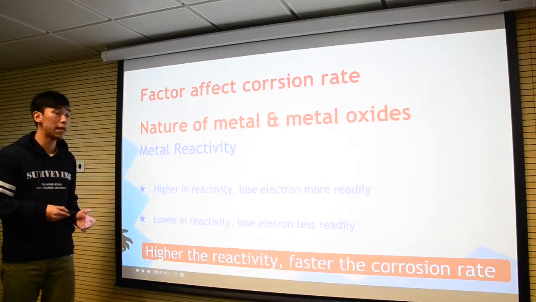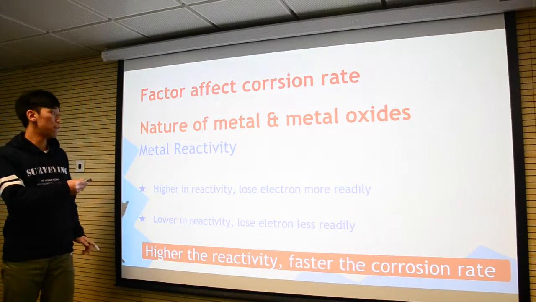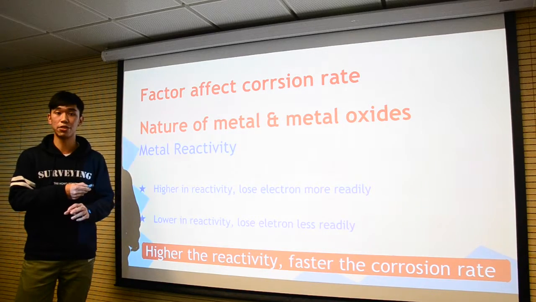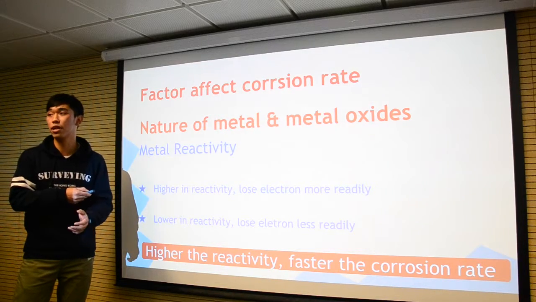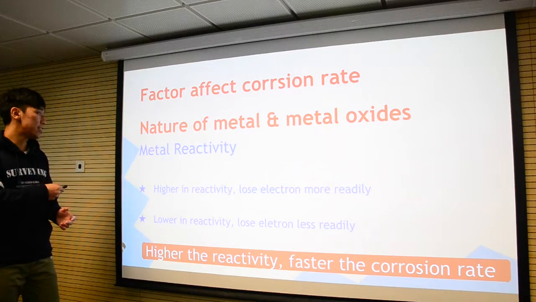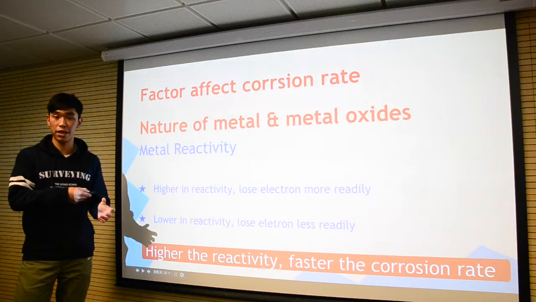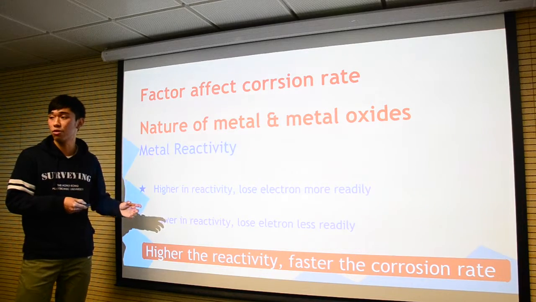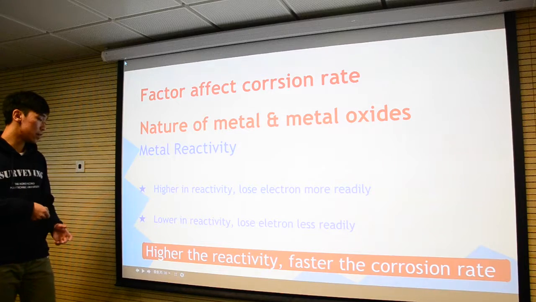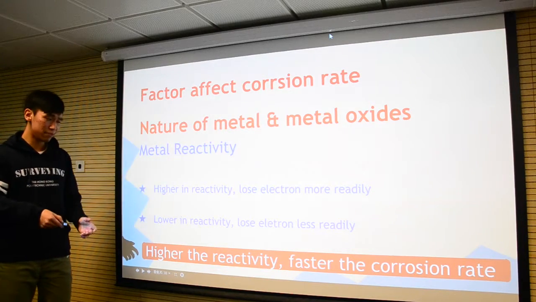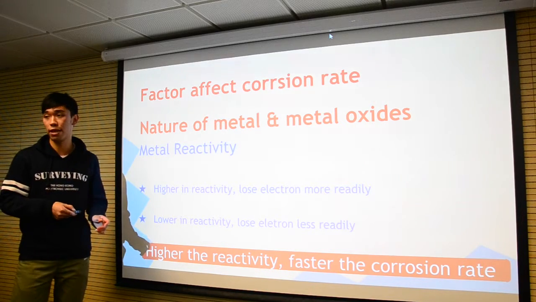Okay, after talking about the types of corrosion, I will talk about some factors affecting the corrosion rate. Firstly is the nature of the metals and of the metal oxides. First, the nature of the metals and how it affects the rate of corrosion. It is actually related to the metal reactivity. The higher the metal reactivity, what is the meaning of that? It means that they will lose electrons more readily. They will tend to release the electrons. And for the lower metal reactivity, they will tend not to release the electrons, so that they lose electrons less readily.